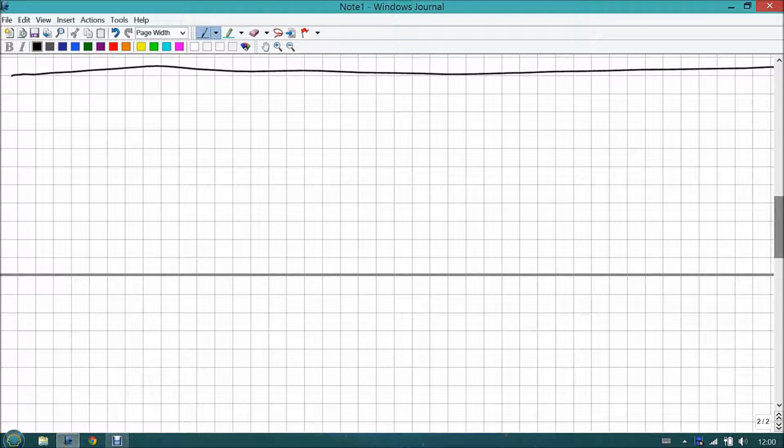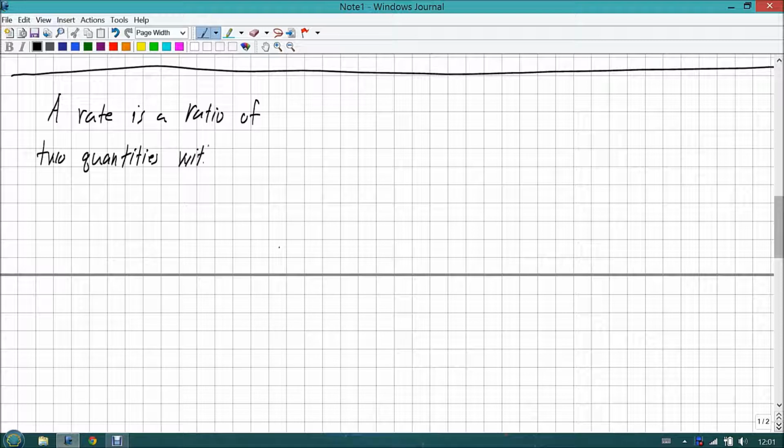Next up we have something called rates, and this is something that you guys see a lot. So a rate is a ratio of 2 quantities with different units.